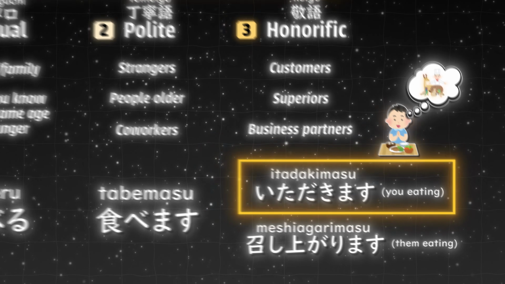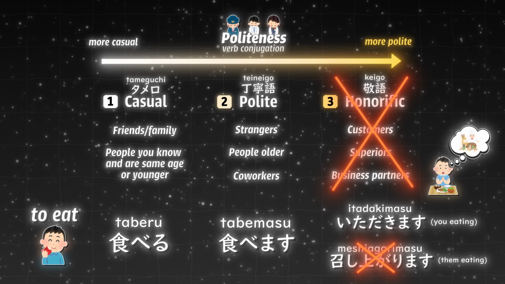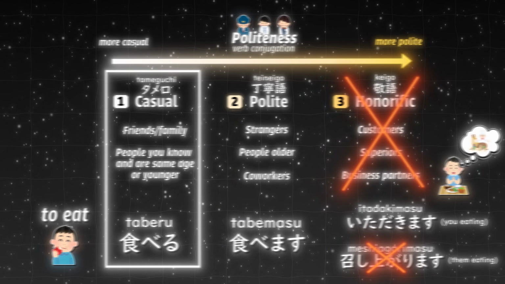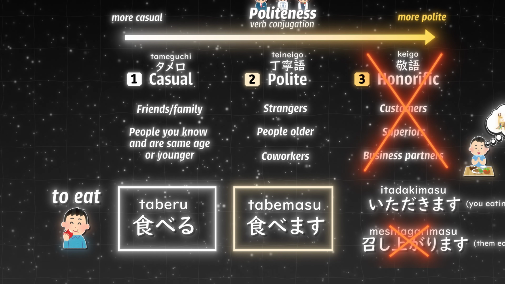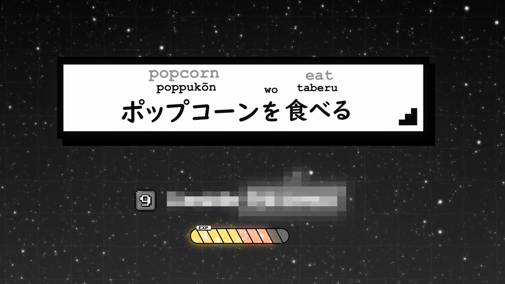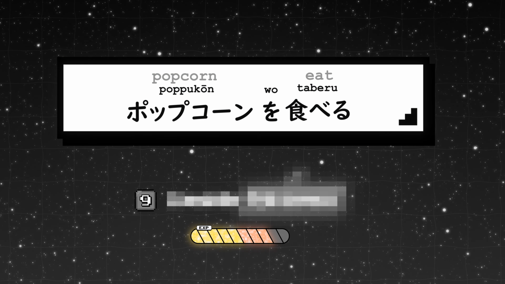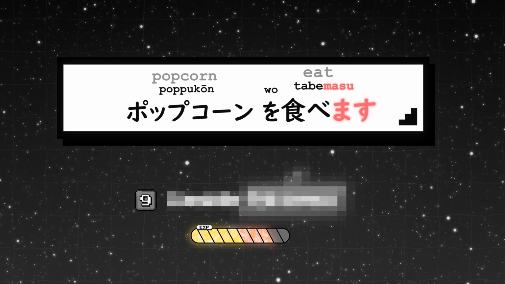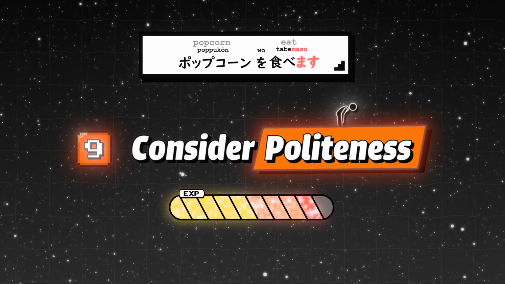But in general, you don't really need to worry about honorifics until advanced levels, because you just won't use them that often. So for the most part, you'll just want to know how to use the casual and polite form. For to eat, it's 食べる and 食べます. So going back to our sentence, ポップコーンを食べる. This is a correct casual way of saying it. But if we wanted to be polite, we would say ポップコーンを食べます. So just be aware that there are casual and polite ways to say things.